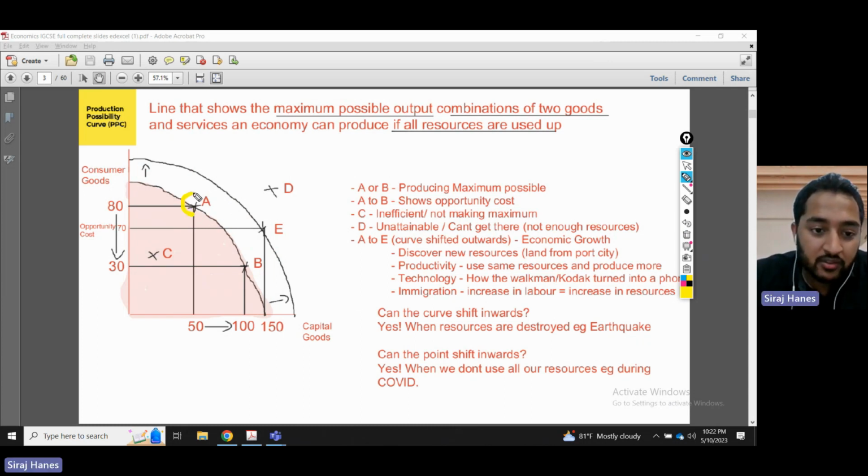Can the point shift inwards from A to C, for example? Yes. This is when we go through a recession, when we don't use all our resources like COVID. So it's moving from here to here. We become very inefficient. But this is your PPC in a nutshell, and this is something that you can learn off it. So off we go.